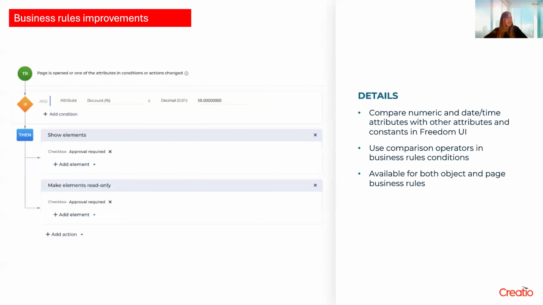First, we have a great improvement introduced in 8.3.1. This is a long-awaited support of comparison operators in business rules conditions. You can now use operators such as greater than, less than, greater or equal, less or equal in both object and page business rules. This works very similar to the classic UI interface and is now supported in Freedom UI. Let me show you in the environment.